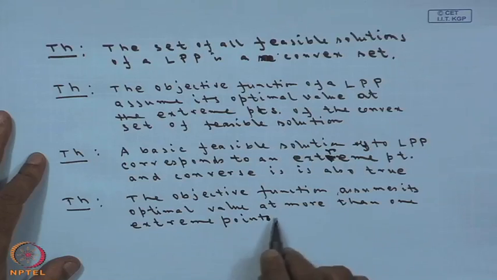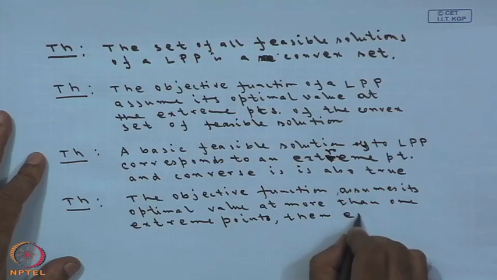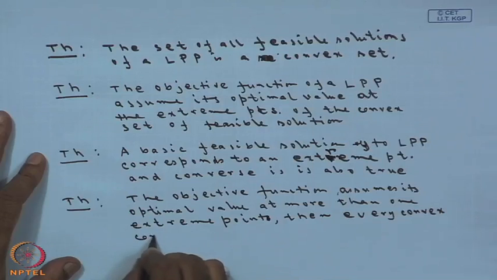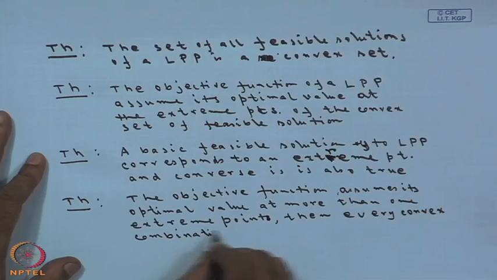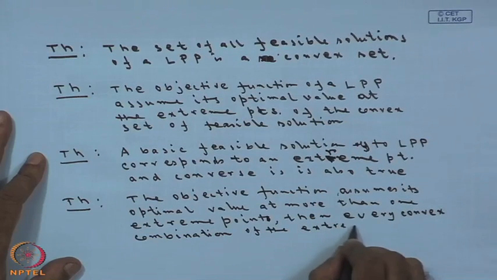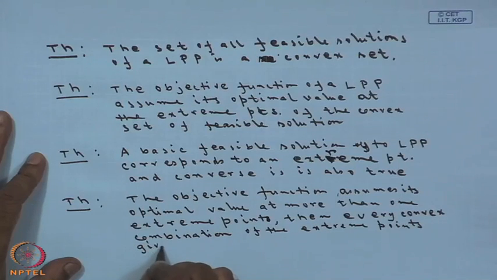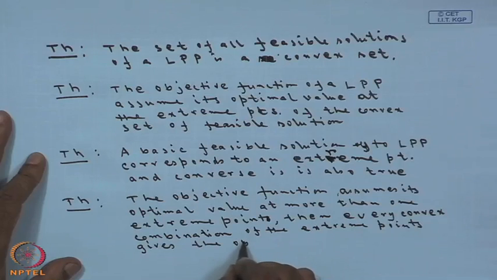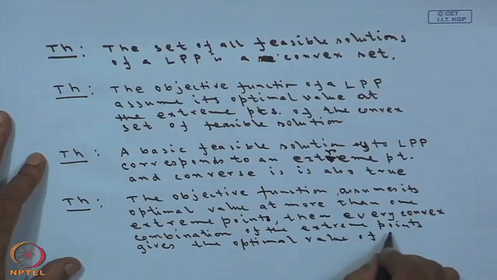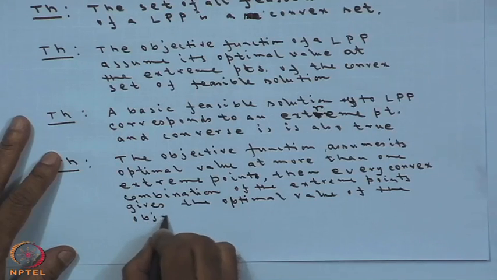The objective function assumes its optimal value at more than one extreme point, then every convex combination of these extreme points gives the optimal value of the objective function.